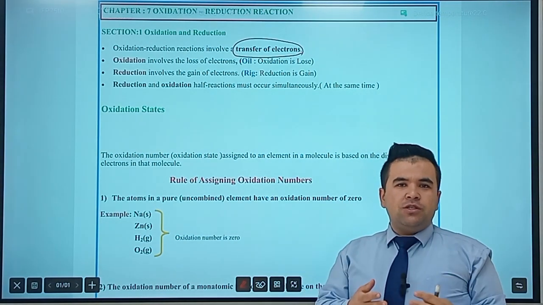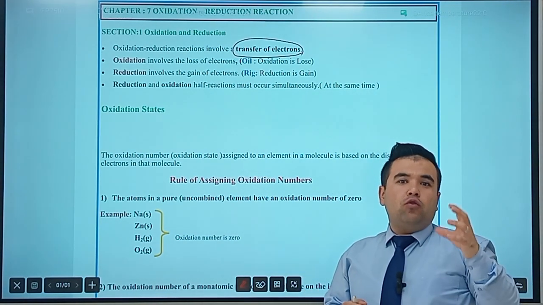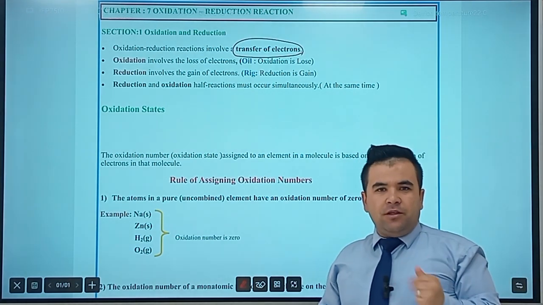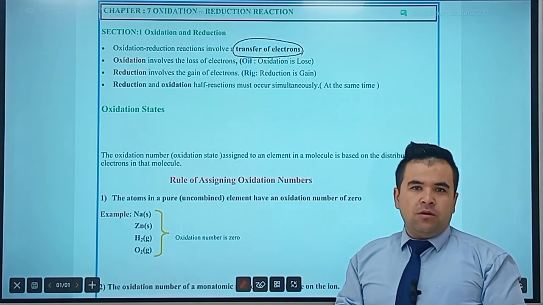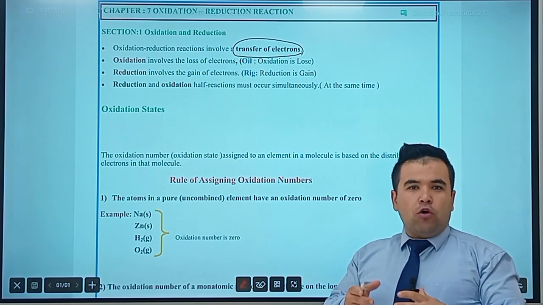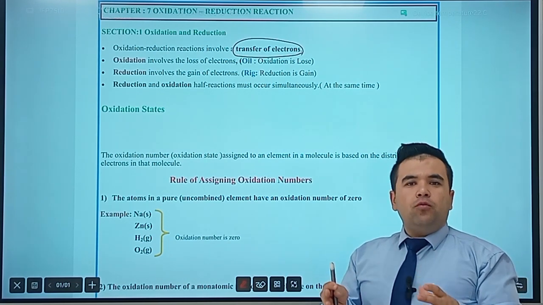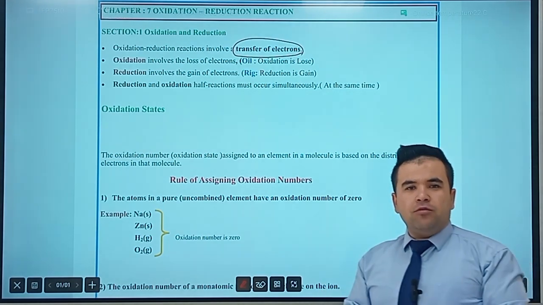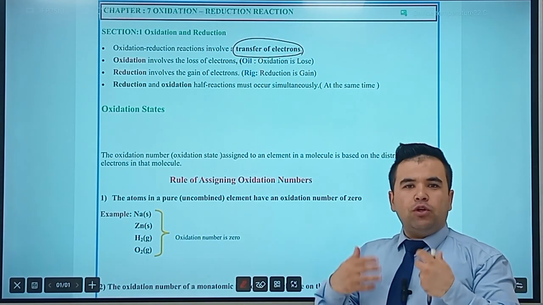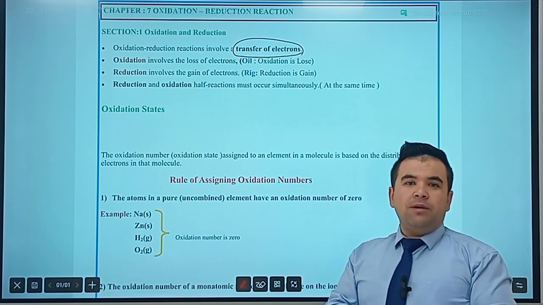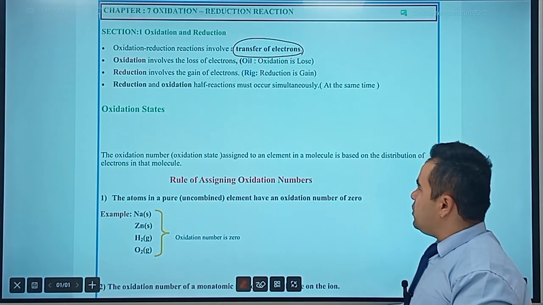In these reactions, a group of atoms, usually the metals, have a high tendency to lose electrons, so we call them oxidized. We'll be talking in detail. And the other group of atoms, usually the nonmetals, have a great tendency to attract and gain electrons, and we call them reduced, or reduction occurs to them.